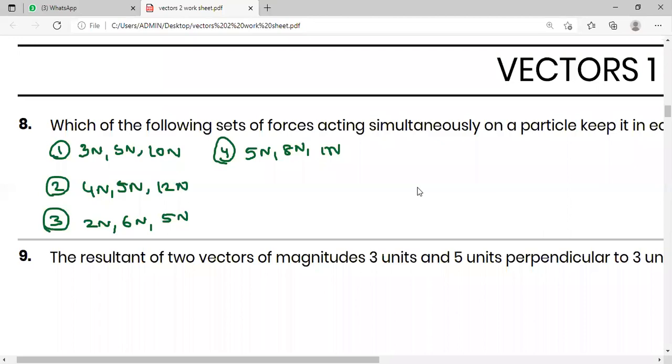And third option, 2 plus 6, 8. So difference is 4. Between 4 and 8. 5 is in between 4 and 8 only. So that the third one can give 0 resultant force. And fourth one, 5, 8, and 1, I think. So 5 plus 8, 13, and difference will be 3. It should be in between 3 and 13, but it is less than 3 only. So it also cannot form a triangle. So only the third option will be the correct answer for the given question.